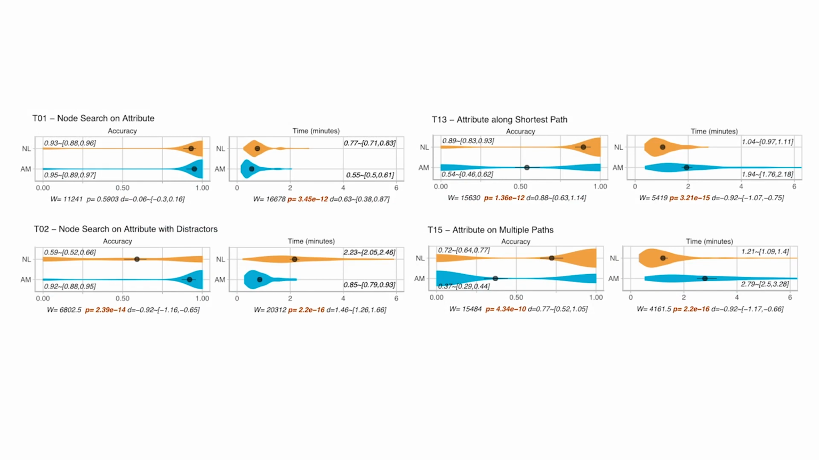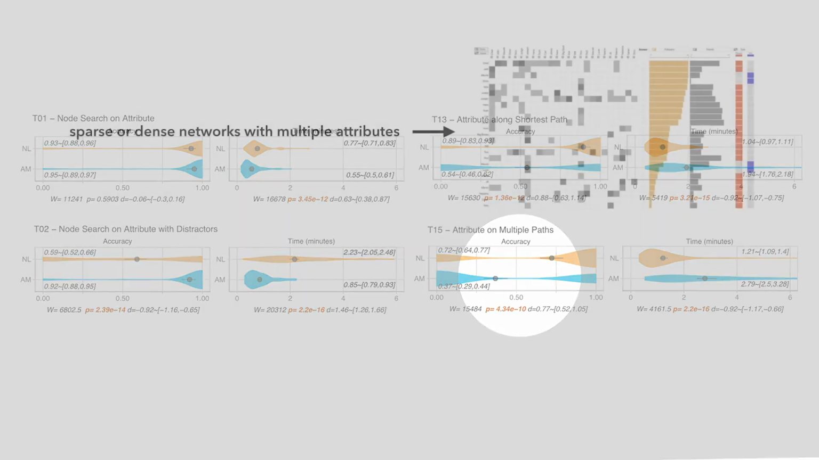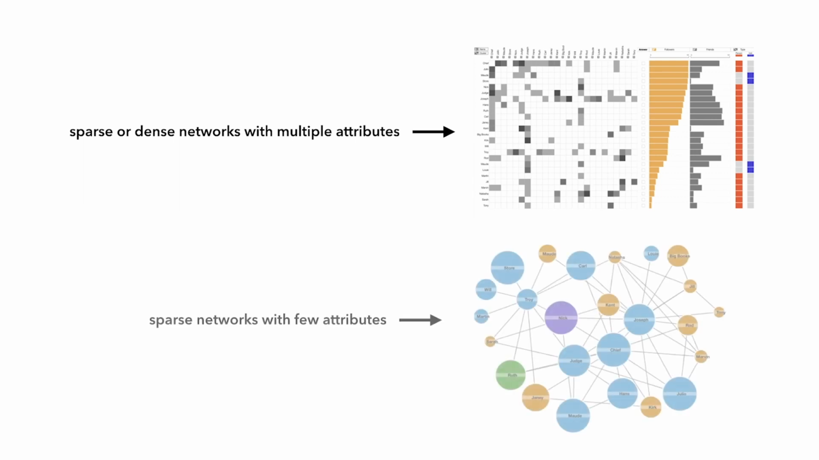Our results contribute the first set of empirical evidence on how these two techniques best support tasks that rely on both topology and attributes. Findings include superior performance of the adjacency matrix when distractors or non-task essential attributes were included, as well as confirmation of previous work on the advantage of the node-link diagram for path-based tasks. We leveraged these results to propose a set of design guidelines for interactive systems supporting multivariate network exploration. For example, for networks with multiple attributes that need to be analyzed simultaneously, we recommend a design similar to our adjacency matrix. For sparse networks with few attributes, we recommend a node-link diagram with color and size encodings.